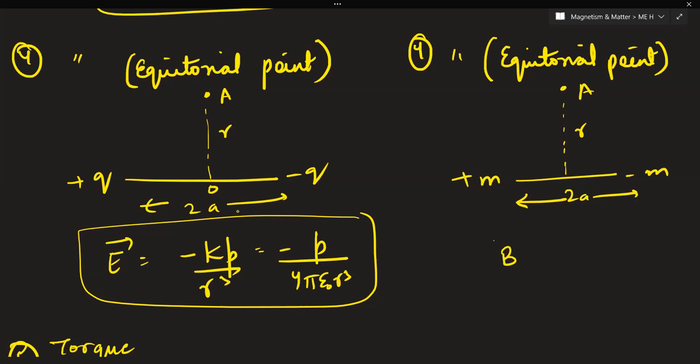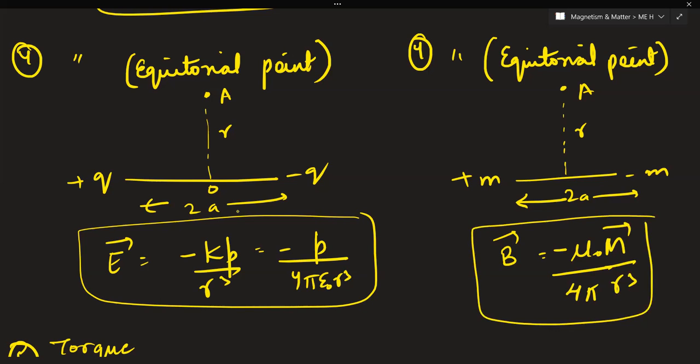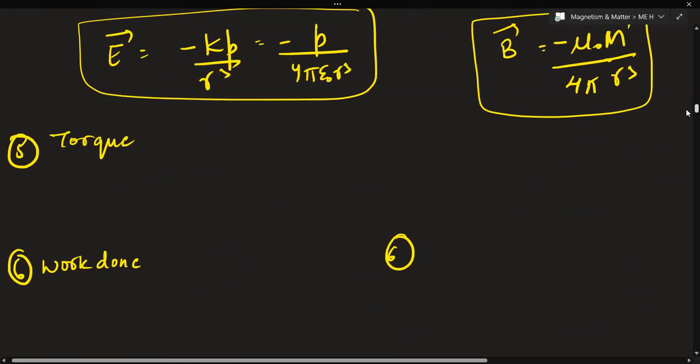Magnetic field for the equatorial point will be what? See, K is what? Mu naught by 4 pi here. It was 1 over 4 pi epsilon naught there. This becomes mu naught by 4 pi, and P becomes the magnetic dipole moment M by R cube. So whatever you have studied, that's why it is said, focus on the first 4 chapters well. Other upcoming chapters become easier.